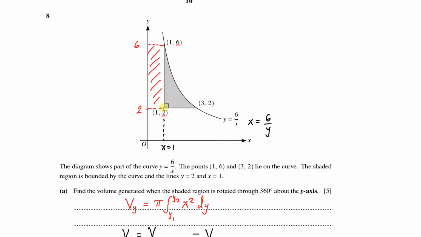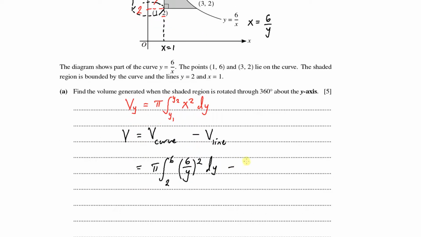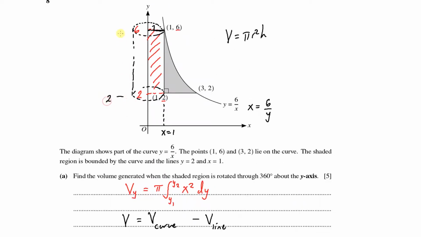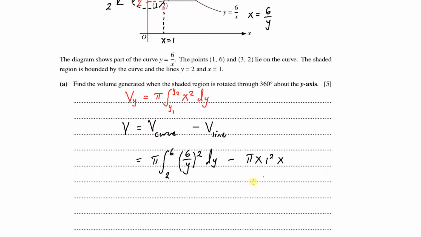Now if you look at this line here and we rotate it about the y-axis, then the 3D shape formed is a cylinder of radius 1, where r is equal to 1. Okay, so volume of a cylinder is calculated as pi r squared h. So we can use that for the volume generated by the line about the y-axis. So we can say it's pi times r squared, the radius is 1, so 1 squared, times height. Now the height of the cylinder is from the lower limit, that's 2, all the way up to 6. So the difference between 6 and 2 gives us 4. So the height of the cylinder, h, is 4.